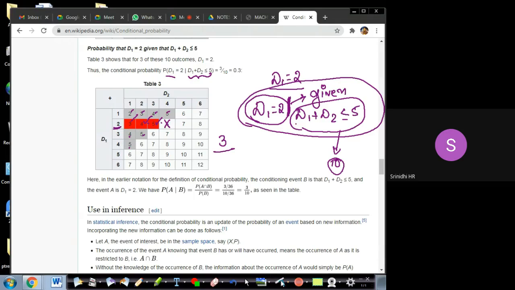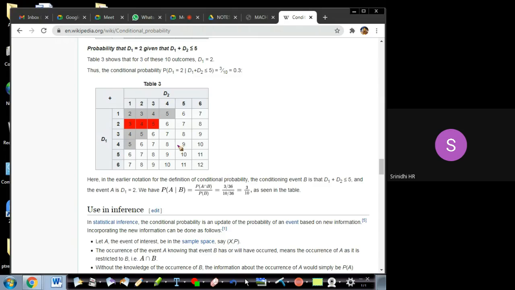Are there any doubts in this? No, sir. Okay. So here I can write probability of d1 is equal to 2 given d1 plus d2 is less than or equal to 5. That is 3 divided by the total number of possible outcomes, which is 10, which gives 0.3. 0.3 is my probability.